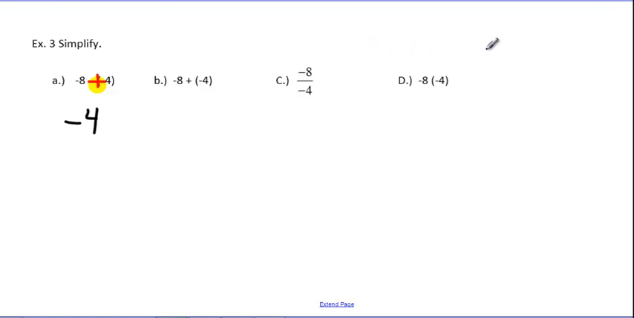B, this is also double signed, but it's already addition, so I don't mess with that in addition. We have the same sign, so I'm going to add and keep the sign.